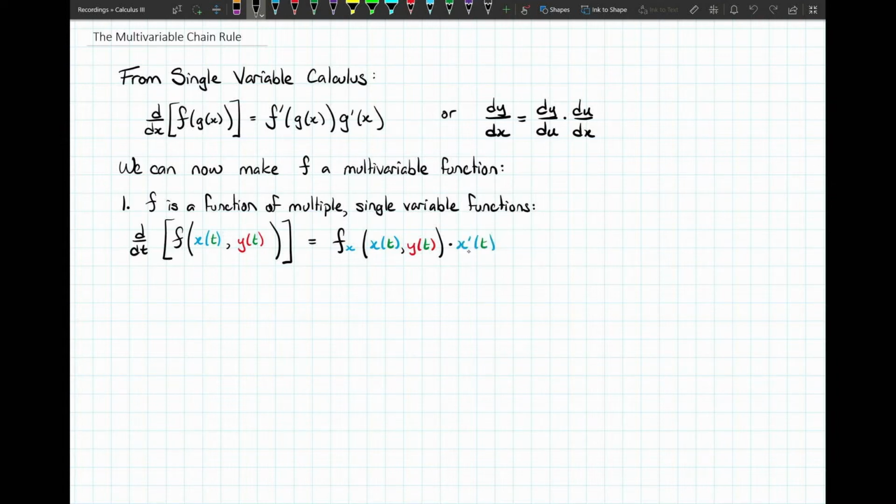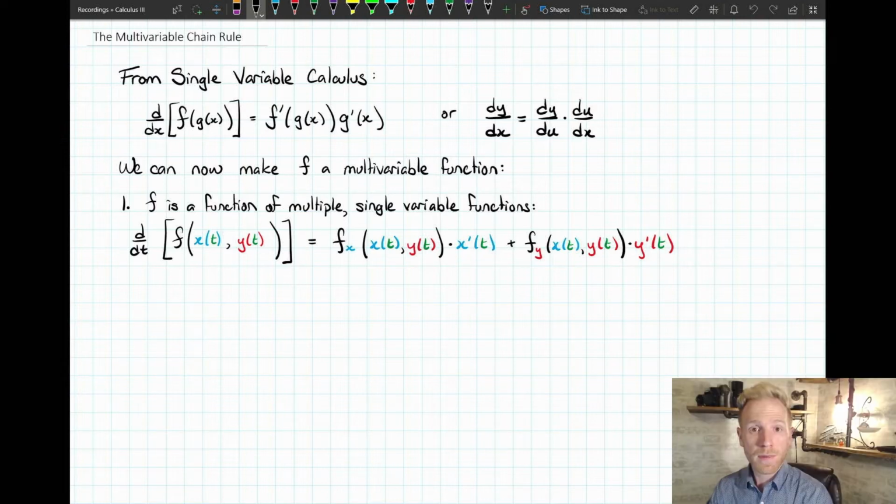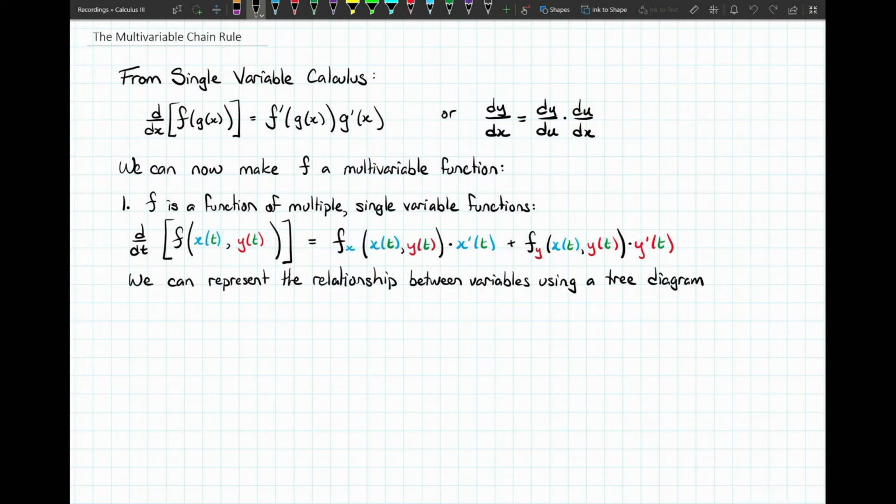Here, because x is a single variable function, we can use our good old x prime notation from single variable calculus. And we're going to do the exact same thing with our second variable. We're going to be taking a look at the derivative of f with respect to y, evaluated at x and y of t, and we have to make sure we multiply by the rate of change of y with respect to t. So as you can see, x and y are each affecting f, so we have to consider both branches here. F depends on x as one branch, f depends on y as another branch, and both of those are changing with respect to t.